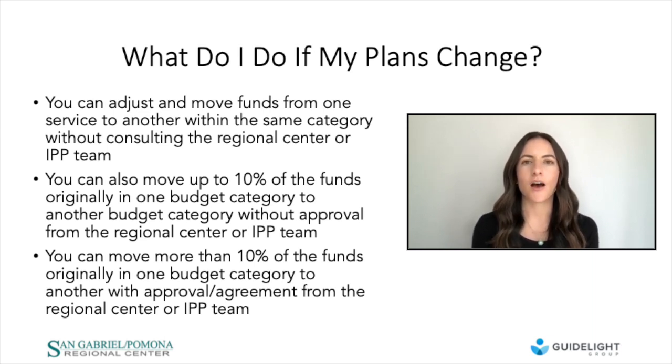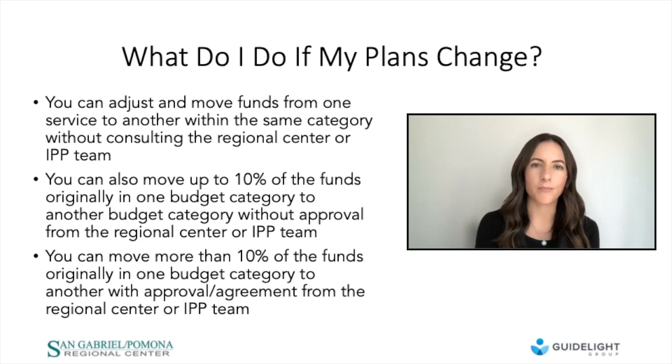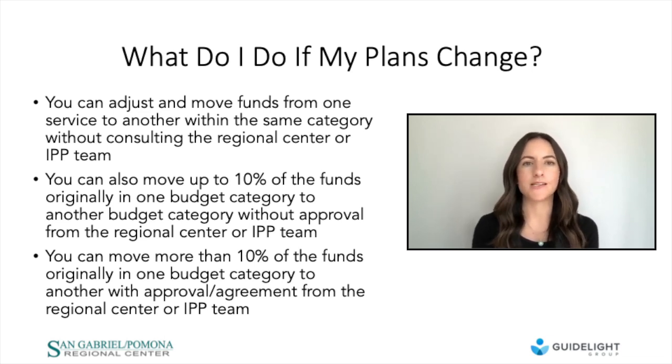You can also move up to 10% of the funds originally in one budget category to another budget category without approval from the regional center or IPP team. If you need to move more than 10% of the funds originally in one budget category to another budget category, you'll need to have approval from the regional center or IPP team to make that change.